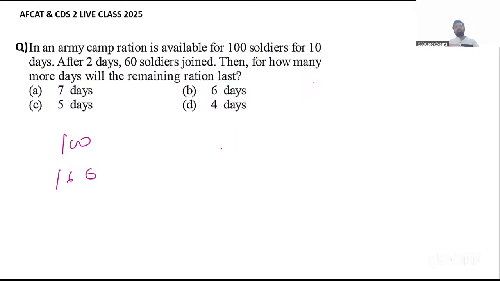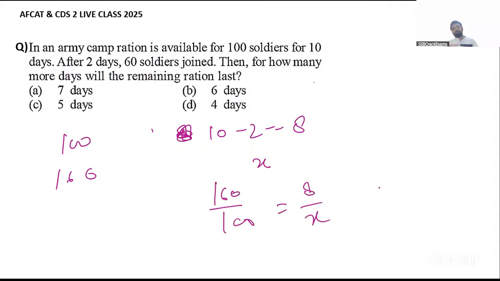Since initially there were 10 days, after 2 days only X days will remain. Now 10 minus 2 means 8 days. Let the remaining days be X, then 160 upon 100 is equal to 8 upon X. Then just simply find the value of X, you will get 5 days, but you do not know how these things are coming. Did you get what I did here? No, na.